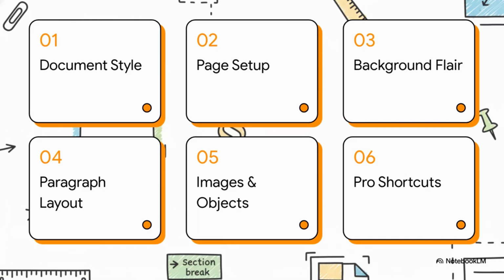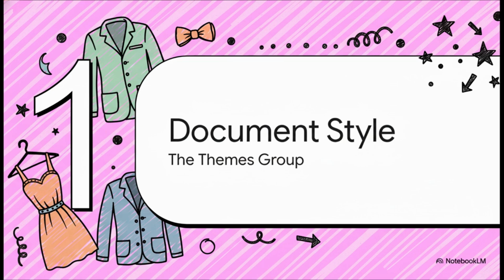So, here's our game plan. Think of this as our guided tour. First, we'll pick a style for our document. Then, we'll set up the page itself. After that, we'll add a little flair to the background, get our paragraphs looking perfect, and then, the big one, we'll master how to handle images. And stick around to the end because I've got some pro shortcuts that are going to make you so much faster.